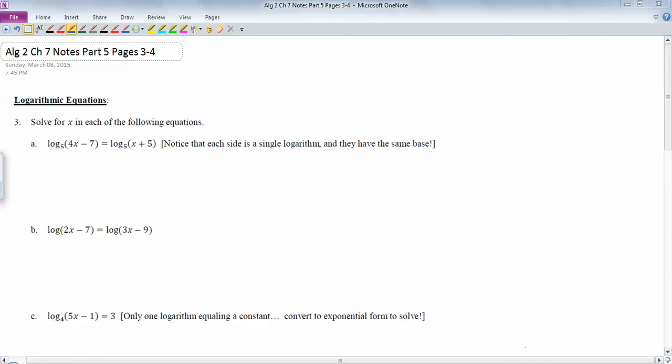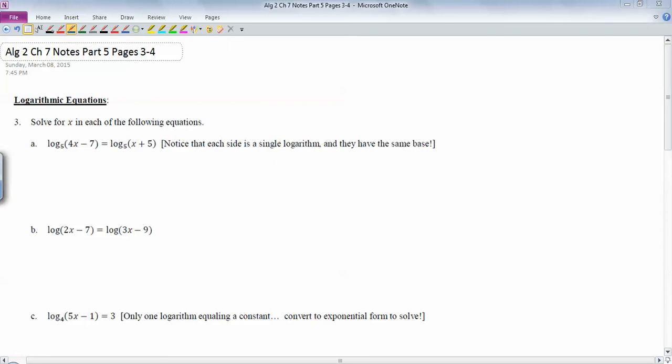All right, so let's look at the last couple pages of the part 5 notes for chapter 7. The first part of that packet was solving exponential equations, equations that had x's in the exponent. Now we're solving logarithmic equations, so ones where the x's are actually in the logs, just kind of stuck inside there. And so we've got a couple different ways of doing these things.